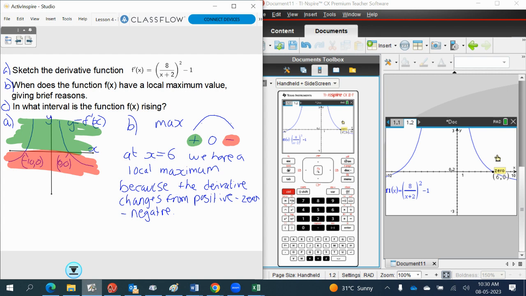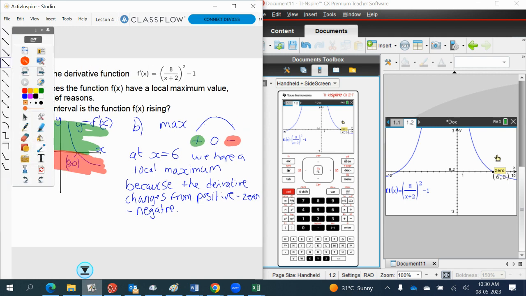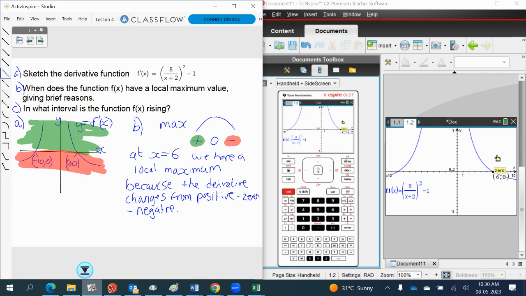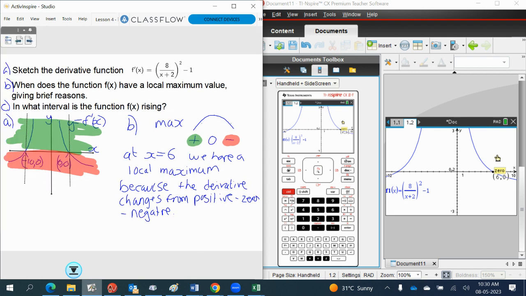So next we need to say in what intervals is the function rising? We don't need to say falling, we only need to say rising. So I'm going to get a little dotted line here, a little dotted line through there. There is no derivative down here. There is no derivative up there. See that the derivative is in these three spaces.